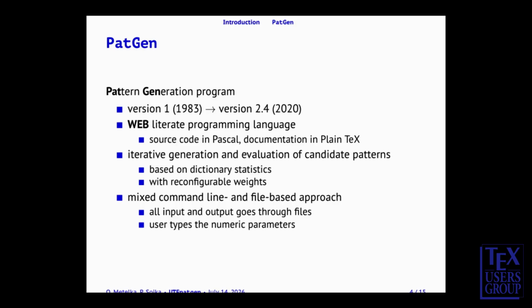The core idea of PatGen's algorithm is to iteratively loop through the input dictionary and to collect candidate patterns. These patterns are then evaluated with their frequencies and the user-specified acceptance criteria. The program uses a mixed command line-based and file-based approach. That means all inputs and outputs are specified through files, and additionally, the program prompts for numeric parameters at runtime.